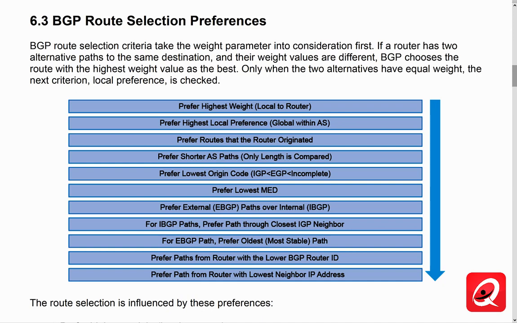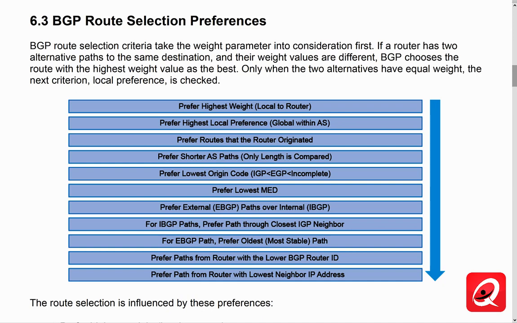Then we will have a path with the lowest origin type, the lowest origin code. IGP is lower than EGP. EGP doesn't really exist anymore, so that's probably not going to come into play, and lower than incomplete. Incomplete is not what it sounds like. We'll break these down in detail in a little bit. But we'll talk about that.